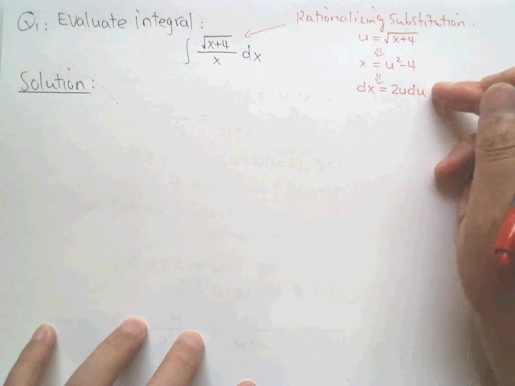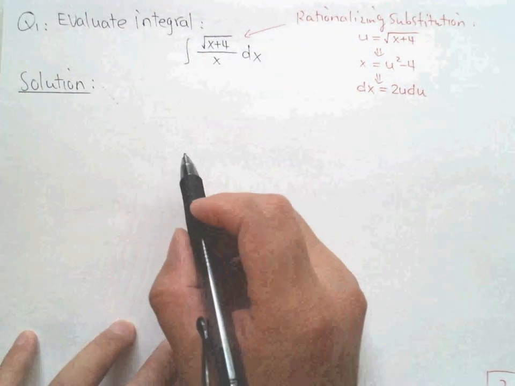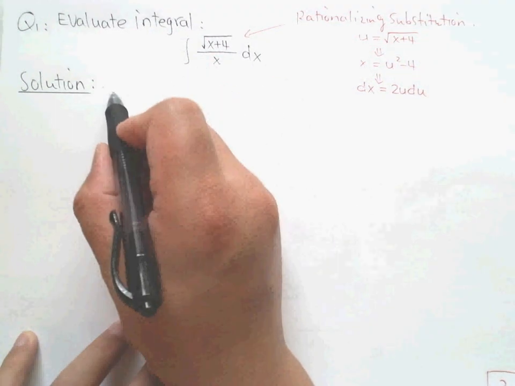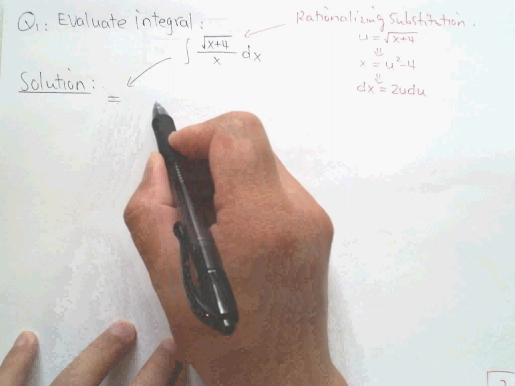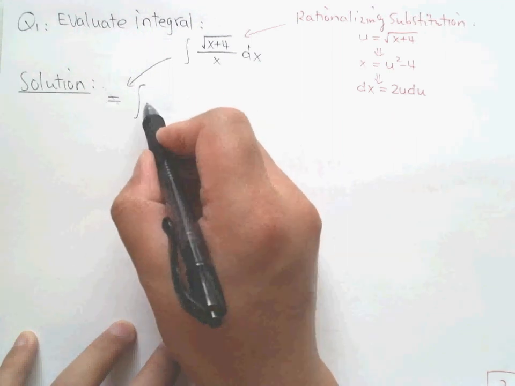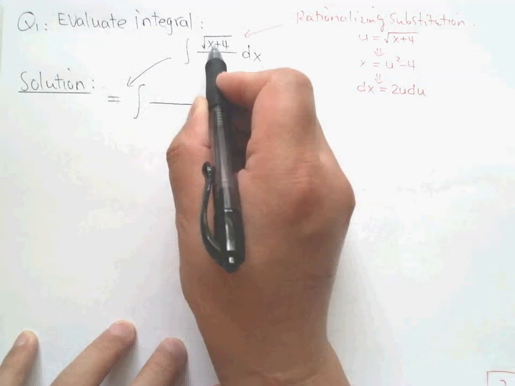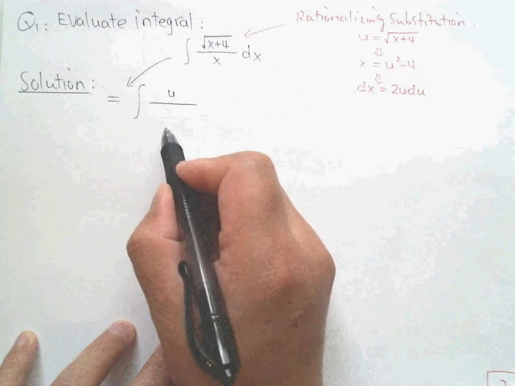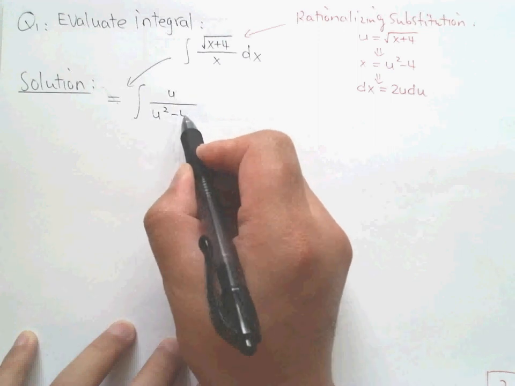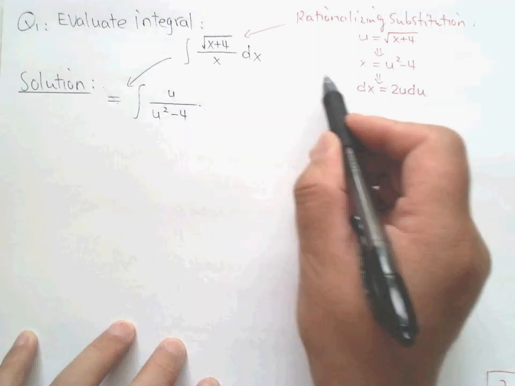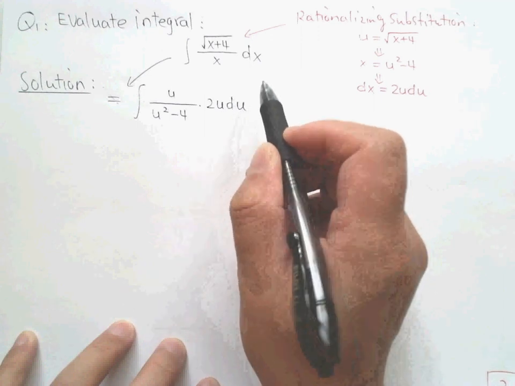Now we can do the substitution. So what is my substitution? We put it here. This is the integral. After substituting, the top goes to u, the bottom goes to u square minus 4, and dx goes to 2u du. So now look, it's much easier.